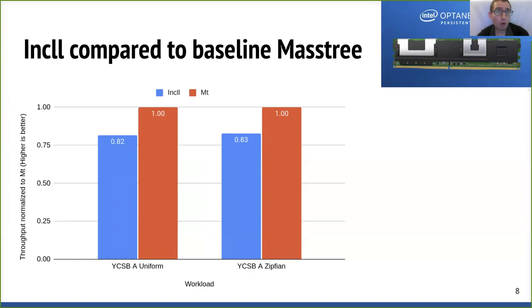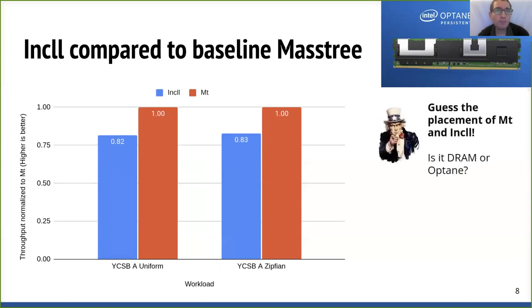Before delving into the Optane measurements, I want to pose a few questions to the viewer. Which device did we use to place the node structures and the value buffers of Masstree for this figure? Does the baseline Masstree use DRAM or Optane for node and value buffer placement? Similarly, does in-cache line logging use DRAM or Optane for node and value buffer placement? Try to guess it.